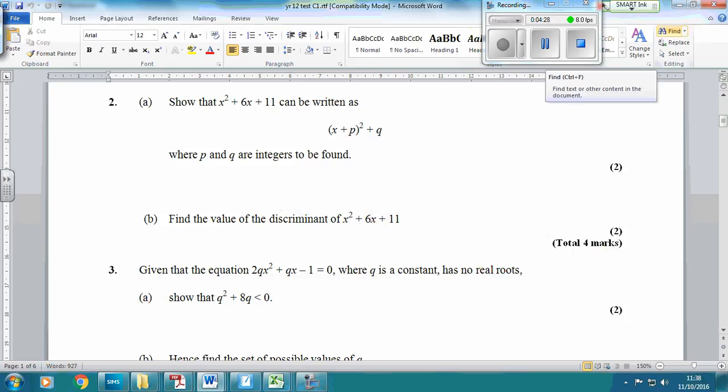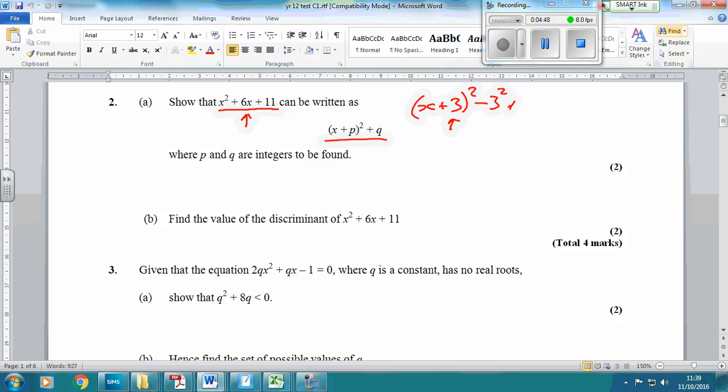Show that x squared plus 6x plus 11 can be written in this format here. Now, you should have done enough of these questions now that you realise this means completing the square. So what we do is we halve the coefficient of 6x, so it's going to be x plus 3 squared. Take away this thing squared, so take away 3 squared plus 11. And we stick this bit on the end.